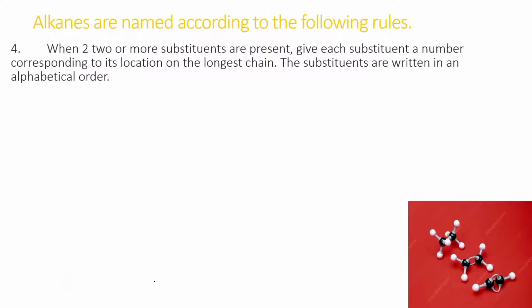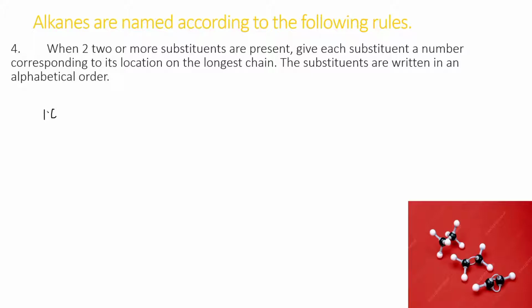Now let's move to the next rule, that when two or more substituents are present, give each substituent a number corresponding to its location on the longest chain. Substituents are written in an alphabetical order. Now it is not necessary that the chain has only one substituent. There can be more than one substituents, and the substituents can be even different.